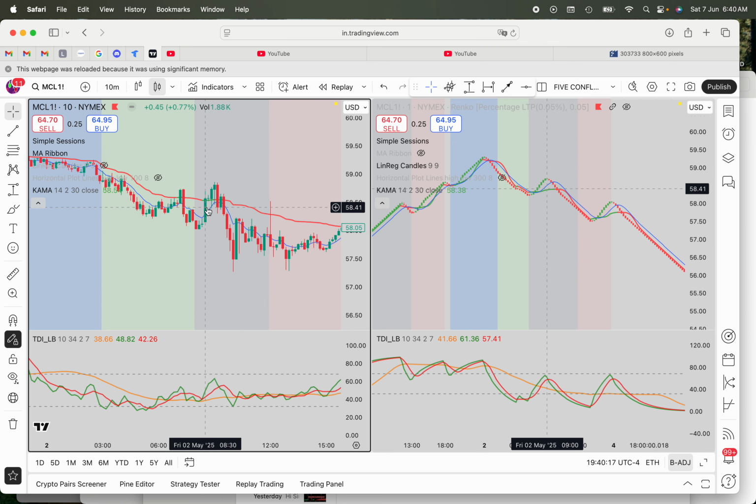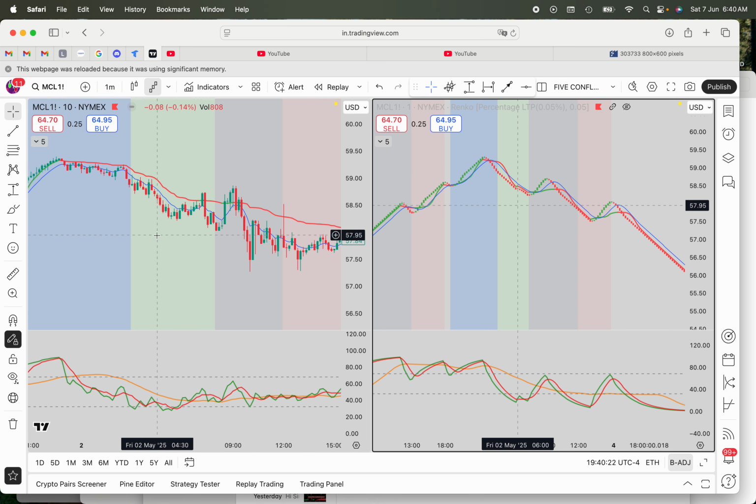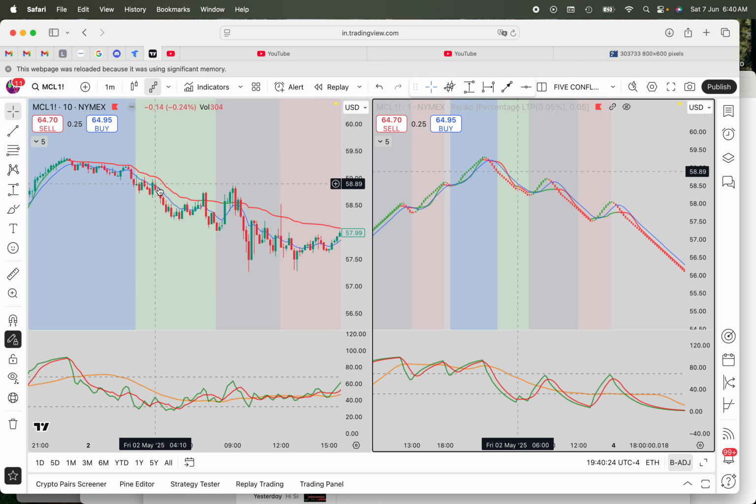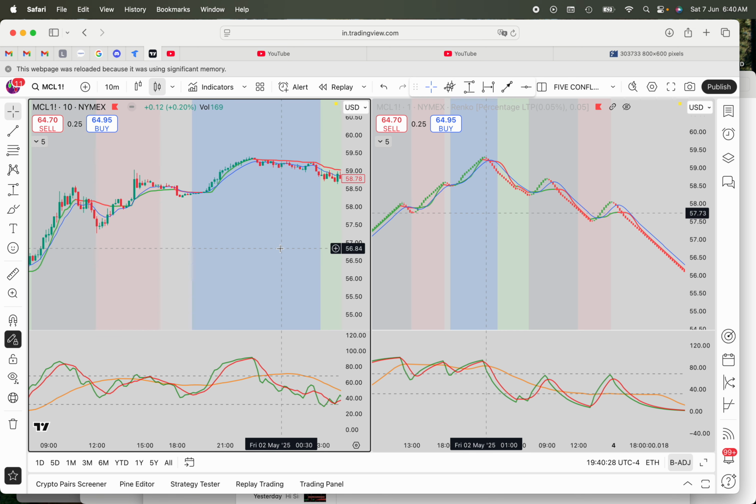Okay, so what do we know about this? Let me just get rid of this, you don't need it. What do we know about this chart coming into the UK session? If it was looking like that, what would you know? Well, I would know that the traders index is down.